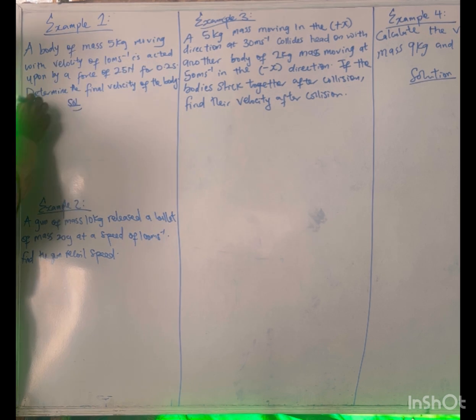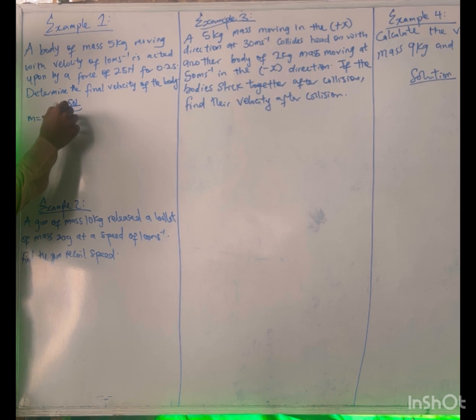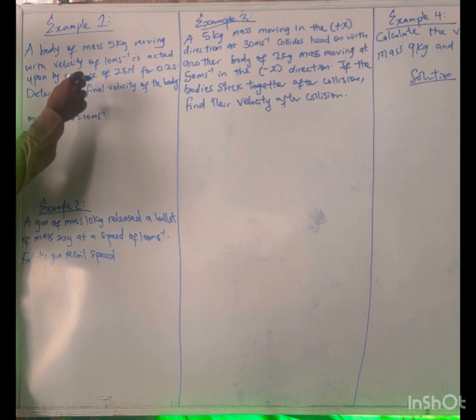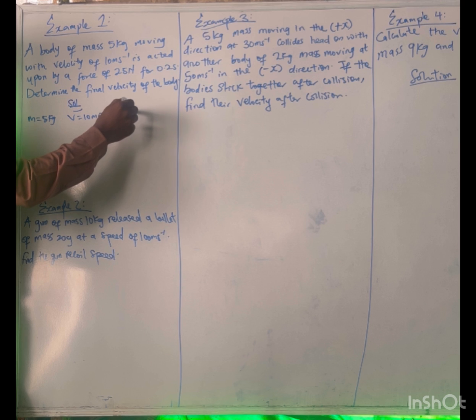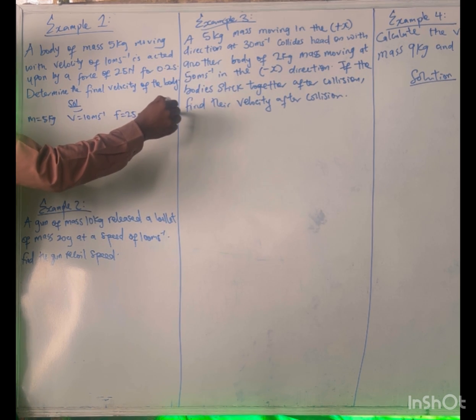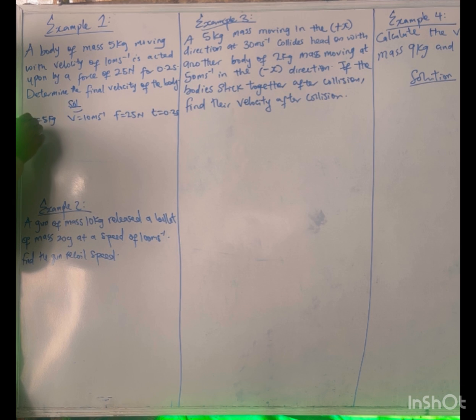A body of mass 5 kg, moving with velocity v of 10 meters per second, is acted upon by a force F of 25 Newton for 0.2 seconds. Find the final velocity. We are looking for the v.